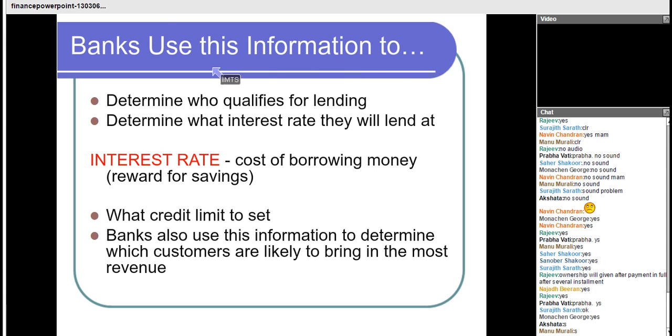Now, banks use the information to determine who qualifies for lending and what interest rate they will lend at. So, interest rate is the cost of borrowing the money. That is all we need to know.